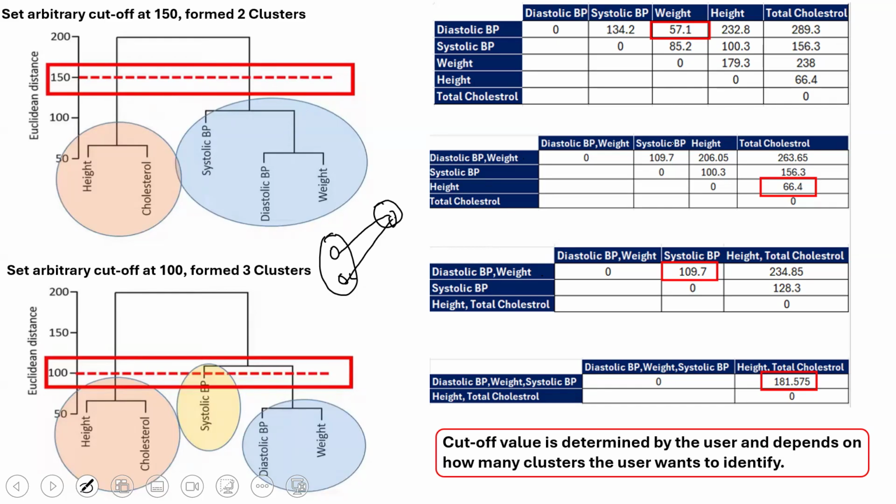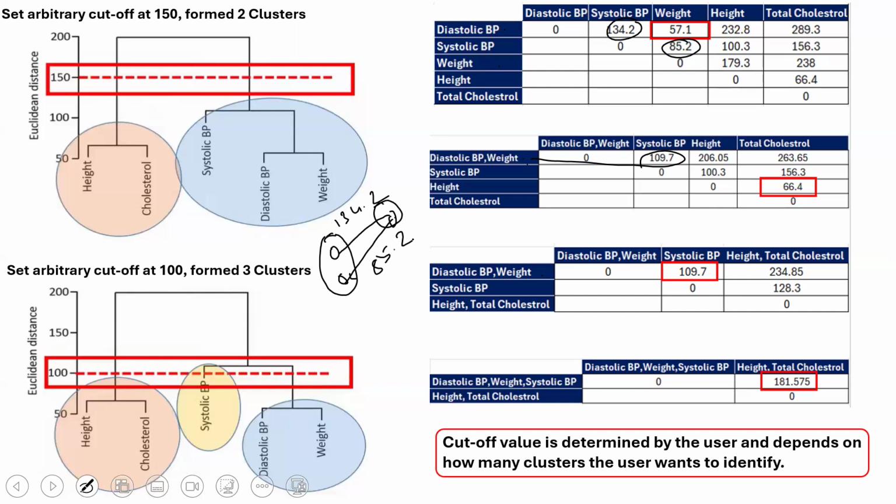To calculate that, you just take this. So diastolic BP and weight to systolic BP, right? How did you calculate this distance? You took diastolic BP to systolic BP, which is 134.2, and the other thing is weight to systolic BP, which is 85.2. You have taken these two things.